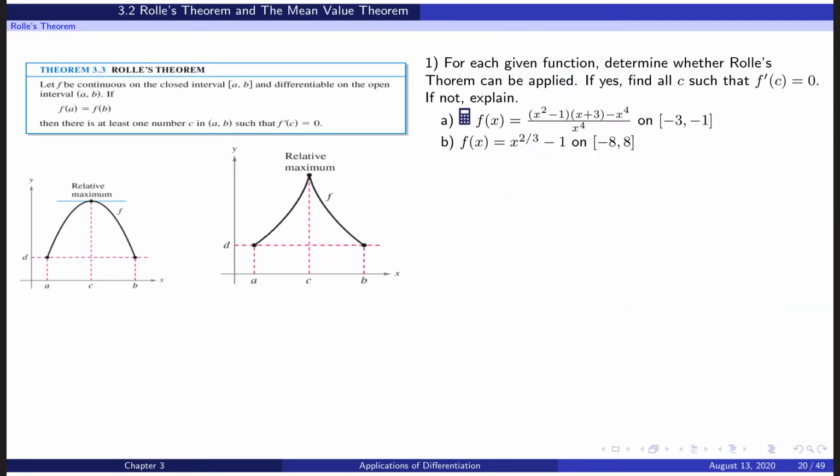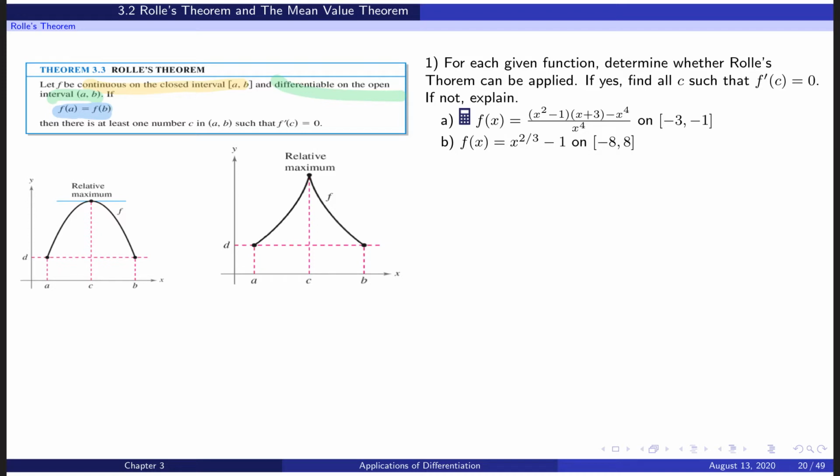The first of two theorems that rely on continuous and differentiable intervals is called Rolle's theorem. Rolle's theorem says that if a function is continuous on a closed interval and differentiable on an open interval, and if there are two y values that are the same, then there has to be at least one number c such that the first derivative equals 0. In other words, there has to be a point where the slope of the tangent line is 0, or a horizontal tangent at some point.